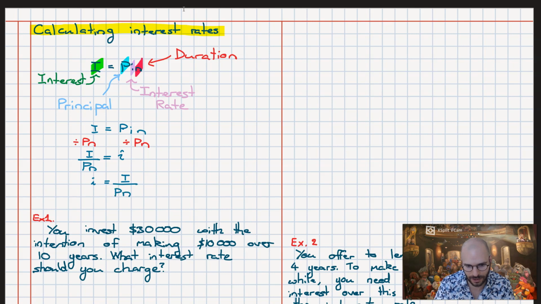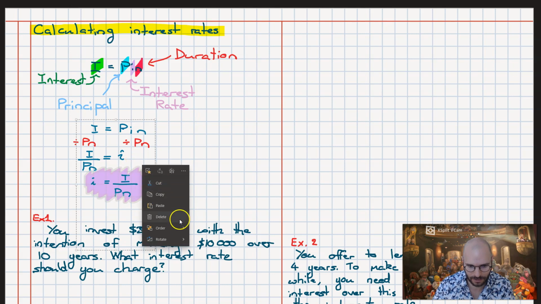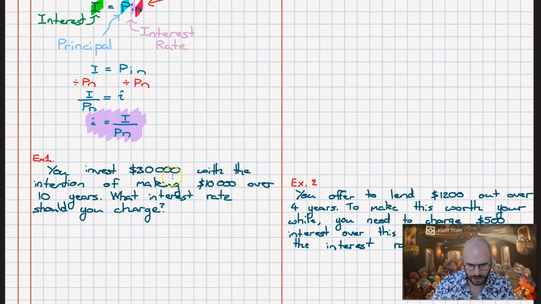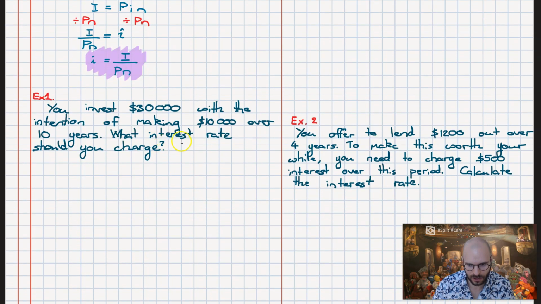So what we've got here is a formula to be able to calculate interest rates when we're given the interest amount, the principal, and the duration of the investment or the loan. Now using this, we can have a go at two examples.